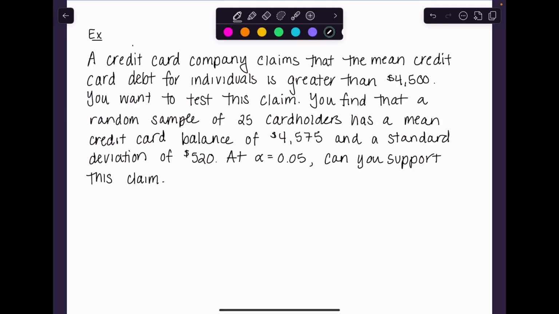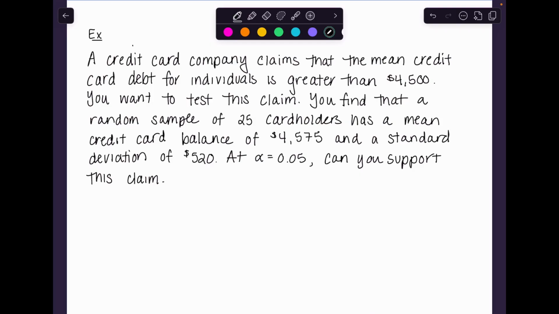So let's try this example. We're told a credit card company claims that the mean credit card debt for individuals is greater than $4,500. You want to test this claim, and you find that a random sample of 25 cardholders has a mean credit card balance of $4,575 and a standard deviation of 520. At an alpha level of significance of 0.05, you want to see, can you support this claim?